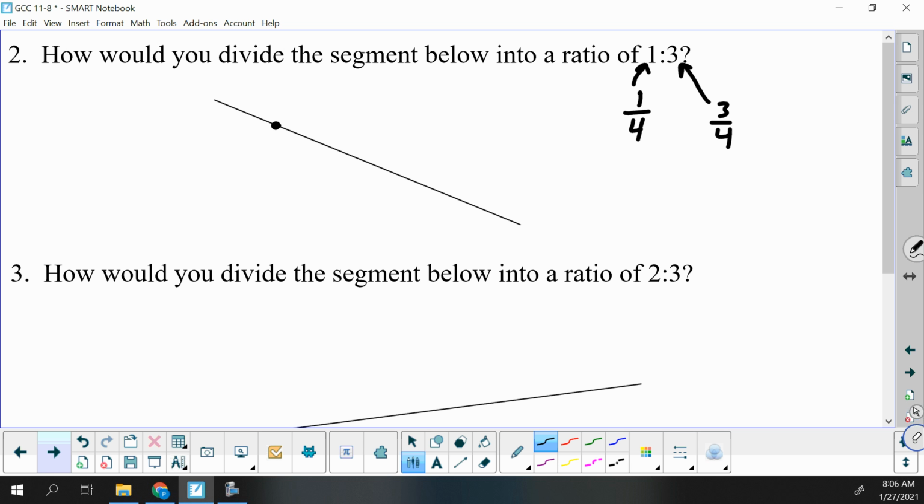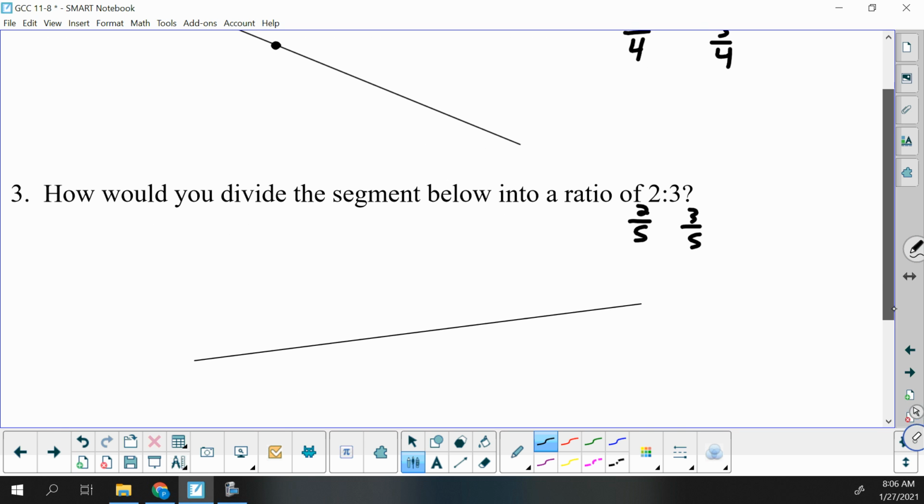So if you're given a ratio, it's the first number out of how many total. So in this one, if you started from the left end, we would say our point is 2/5 of the way. And if you started from the right, it would be 3/5 of the way, because it's 2 parts out of 5 parts total, or 3 parts out of 5 parts total.